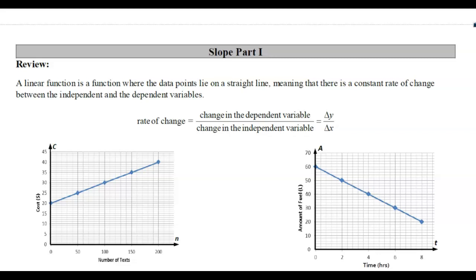Okay, so we talked about linear functions already. A linear function is a function where the data points lie on a straight line, meaning that there is a constant rate of change between the independent and the dependent variables. So we defined this yesterday.